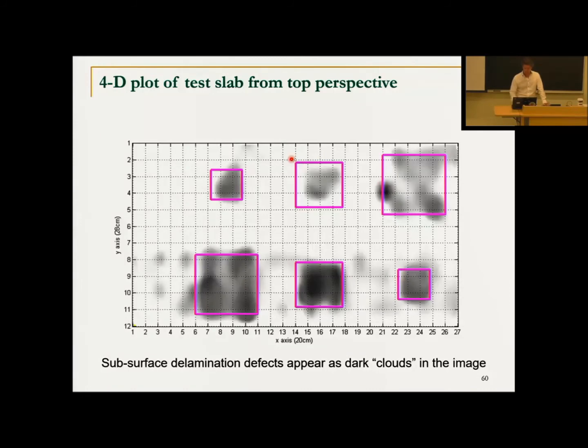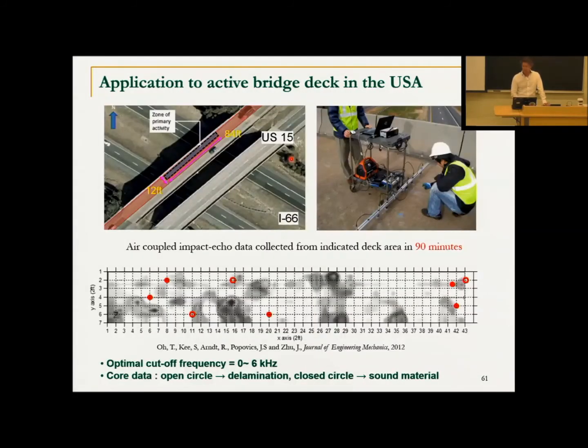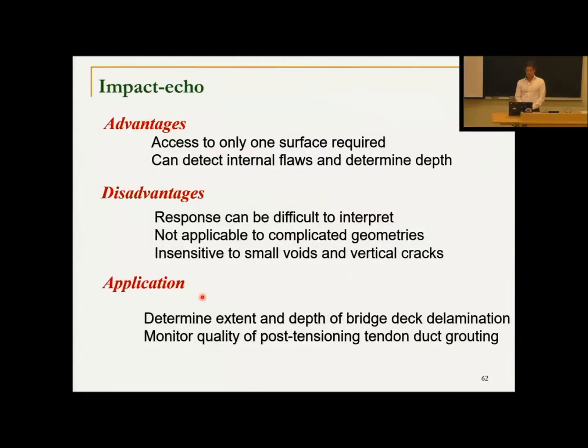And you see the match here is quite well. We applied it to an active bridge deck, and it worked well. The dark areas indicate near surface delamination, and the cores, indicated by the red dots and the open circles, were confirmed. So for the impact echo method, we have advantages, disadvantages, and application.